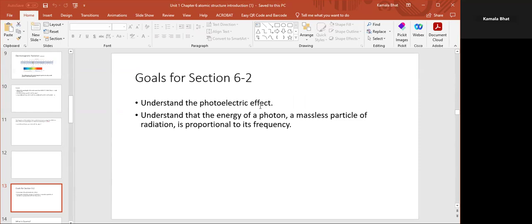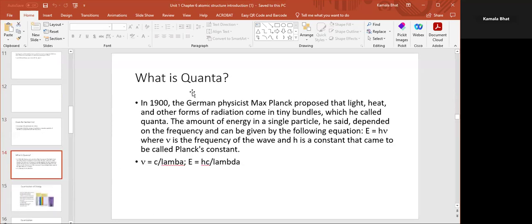Next, understand the photoelectric effect. Understand that the energy of a photon, a massless particle of radiation, is proportional to its frequency. And then what is quanta? In 1900, the German physicist Max Planck proposed that light, heat, and other forms of radiation come in tiny bundles, which he called quanta. The amount of energy in a single particle, he said, depended on the frequency and can be given by the following expression: E = hν, where you use the frequency of the wave, and h is a constant, which came to be called Planck's constant. So E = hc/λ.